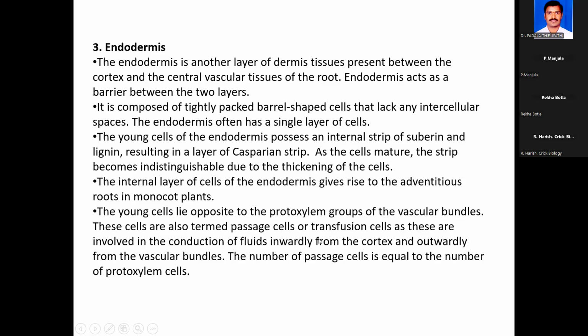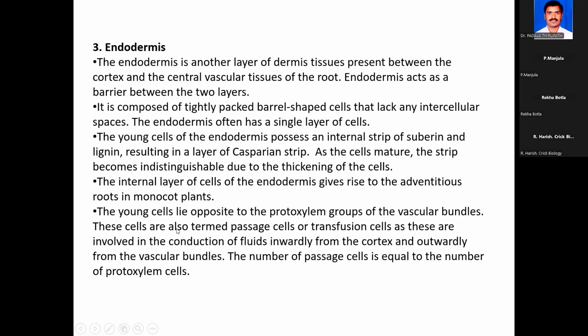Passage cells, or transfusion cells, are present and mainly involved in the conduction of fluids inwardly from the cortex, and outwardly from the vascular bundles. The number of passage cells is equal to the number of protoxylem cells.